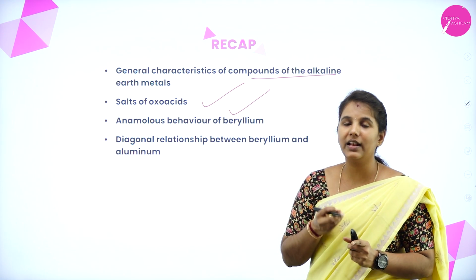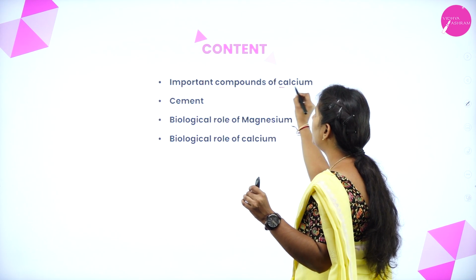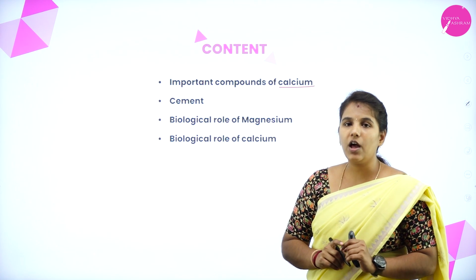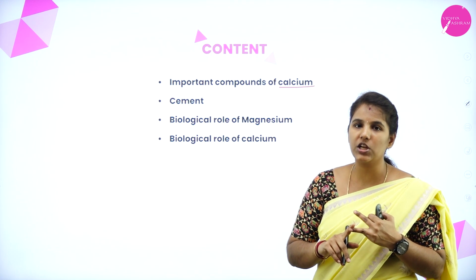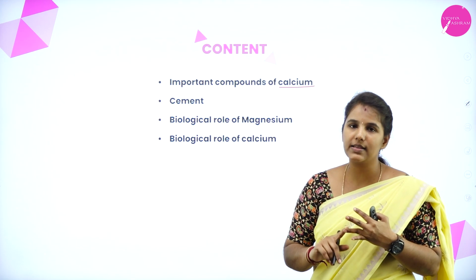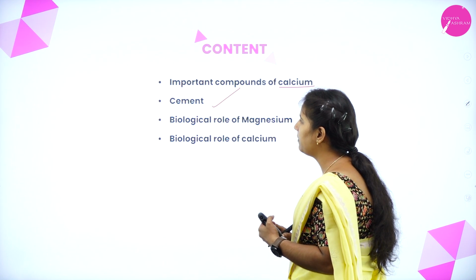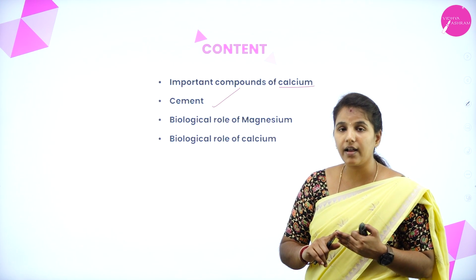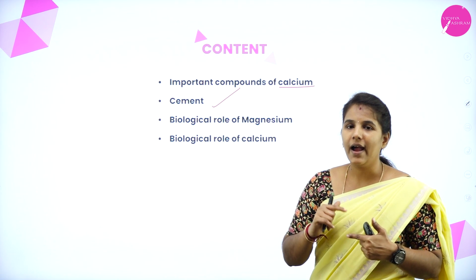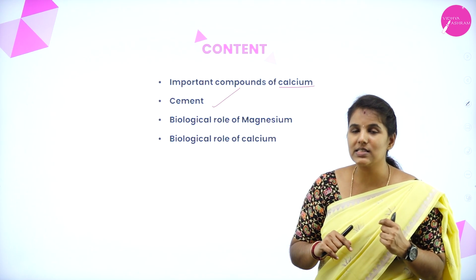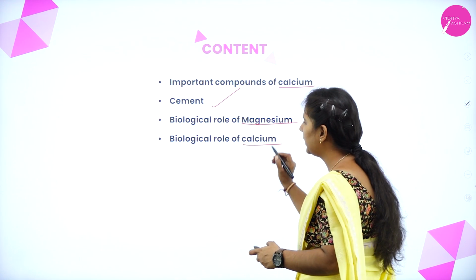Today, let us move on to the next topic of this unit, the important compounds of calcium. In that, we are going to discuss quicklime, slaked lime, that is calcium hydroxide, and plaster of Paris. And we are going to understand more about cement, their preparation and occurrence, as well as their setting and reactions. And lastly, we are going to understand the biological importance of magnesium and calcium.